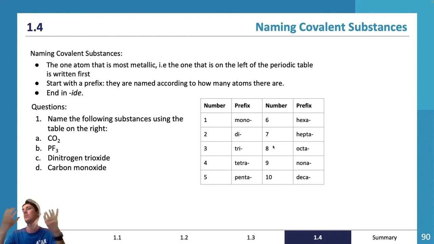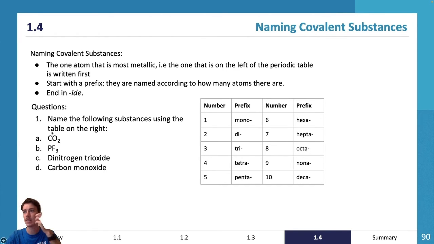So naming covalent molecules is really, really important. If you're naming a covalent substance, the one atom that is most metallic, the one that is on the left in the periodic table and usually at the start of the molecule, will be named first. Then you may have to use a prefix if they're named according to how many atoms they have, and they usually end in "ide." So name the following substances using the table to the right.